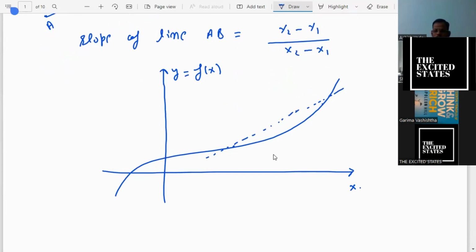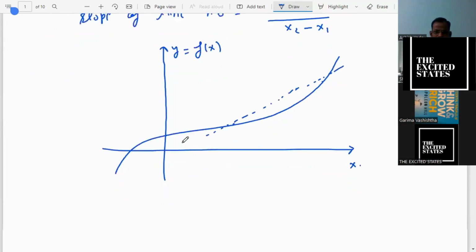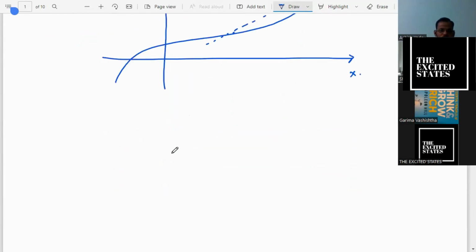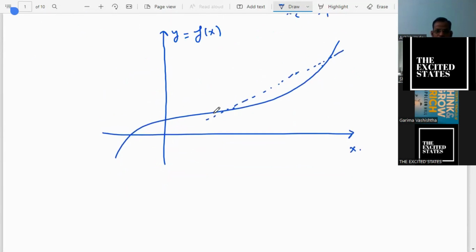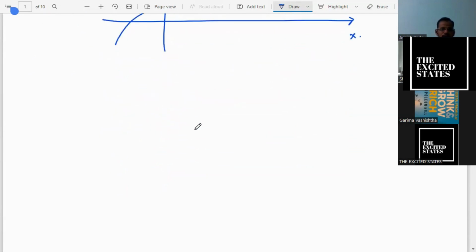Before coming to this definition directly, let me tell you the meaning of average rate of change and instantaneous rate of change. After that we will come to this definition, because the same thing will be analogous here, so I will explain it here. First, let's suppose you are going from your home to school.